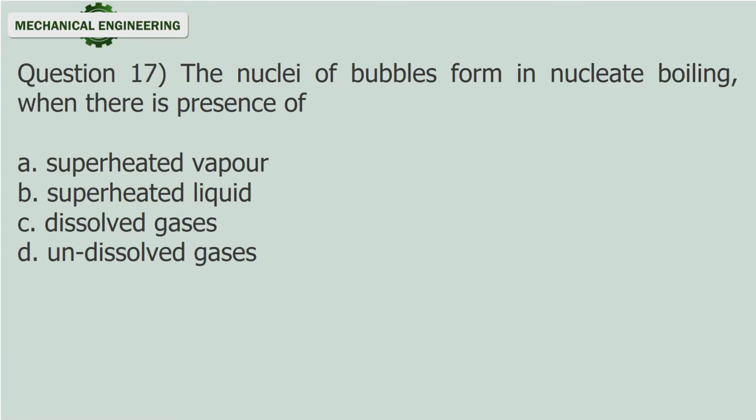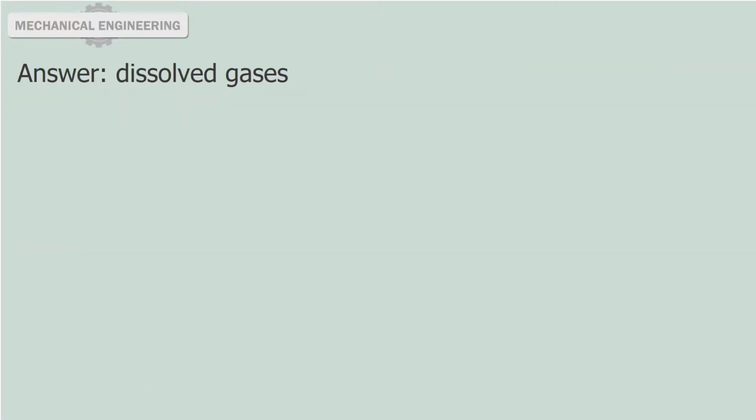Question 17. The nuclei of bubbles form in nucleate boiling, when there is presence of A. Superheated vapor. B. Superheated liquid. C. Dissolved gases. D. Undissolved gases. Answer: dissolved gases.